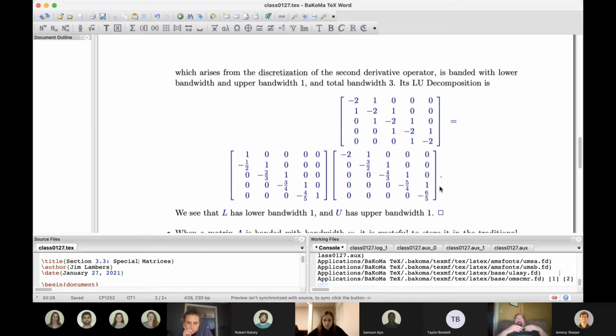So what we see in this example is that the lower bandwidth of L happens to match the lower bandwidth of A, and the upper bandwidth of U happens to match the upper bandwidth of A. One of the homework problems gets into the more general case of a matrix with upper bandwidth P and lower bandwidth Q, in terms of what happens with the LU factors. That's where you think about how many row operations you have to perform when the matrix is banded, and how many entries those row operations will affect.